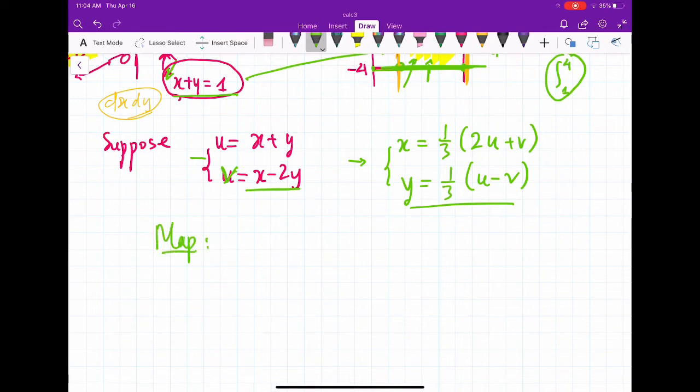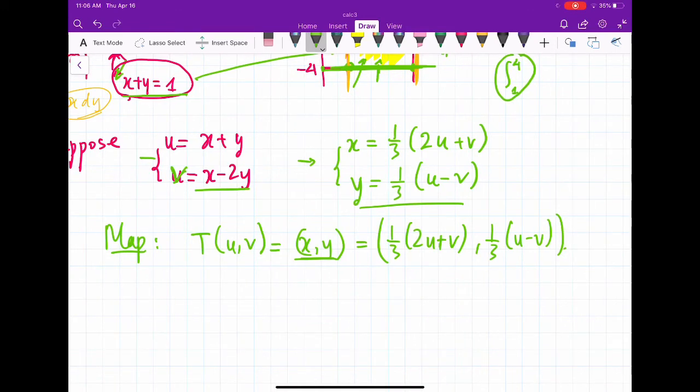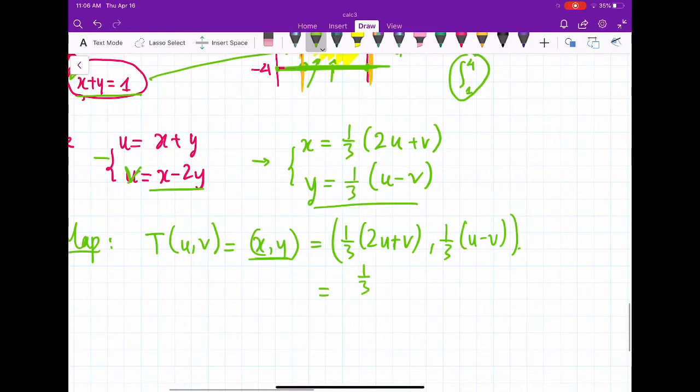All right. Now, you write the following map. Your map looks like this: T(u, v) equals (x, y), right? Because x and y are functions, and you want to use the map T to transform your original region into a rectangular region. And of course, that is (1/3)(2u plus v) and (1/3)(u minus v). If you write this map in the form of a matrix, you will have the following one. That is equal to the matrix with 2/3, 1/3 in the first row, and 1/3, -1/3 in the second row, times (u, v). Look at this.